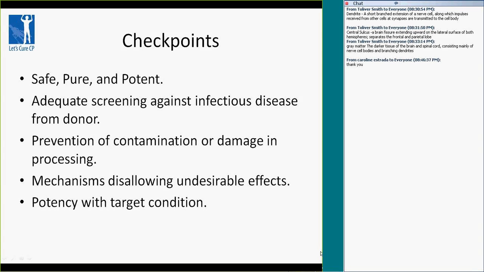We also want to disable any mechanism which would allow an undesirable effect. This specifically has to do with the cell signaling, especially for the differentiation. If we're going to be manipulating cells, we want to be sure that we understand how they could turn into something else. We want to make sure that we understand how the cells are going to develop and what they're going to be, and that there's no chance for them to become anything else. And like I mentioned before, we want to make sure that they're potent, that they actually affect the targeted condition. Next slide, please.